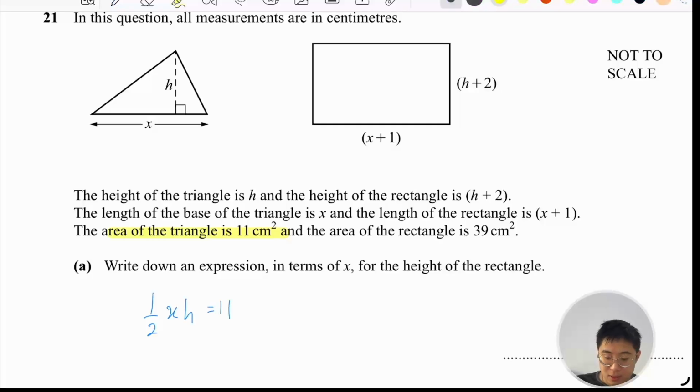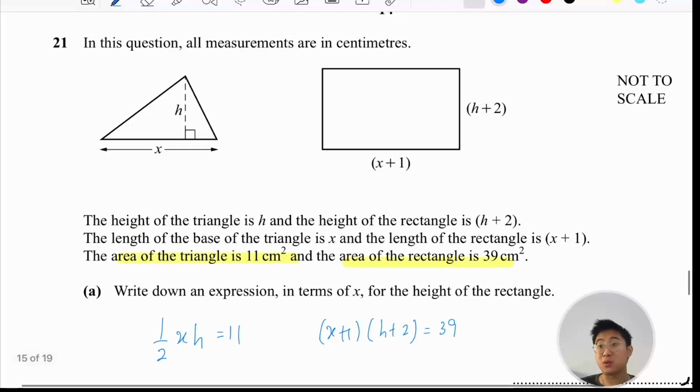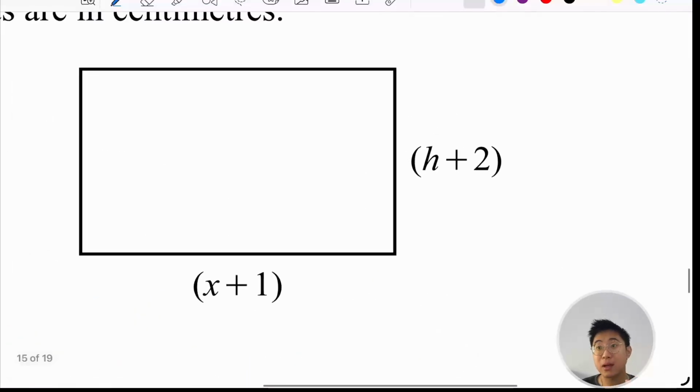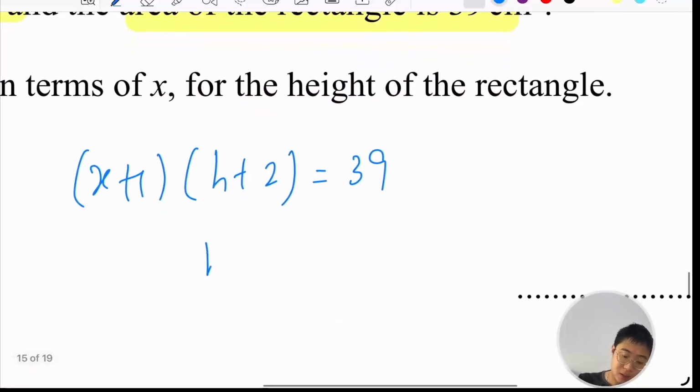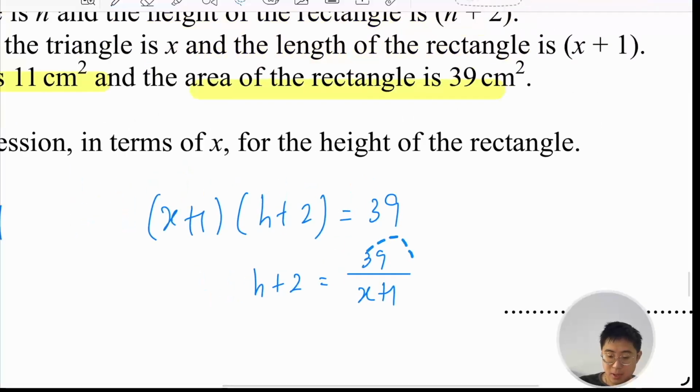Area of the rectangle is 39. So we can also get that, right? We can get area of rectangle, which is base times height. So x plus 1, h plus 2, and that should equal 39. Okay, so we've gotten these two. What do they want? Write down the expression for the height of the rectangle. Okay, well, the height is h plus 2. Right? I can see it. That's the rectangle. The height is h plus 2. So we can rearrange this. h plus 2 equals 39 over x plus 1. So that will be the height.